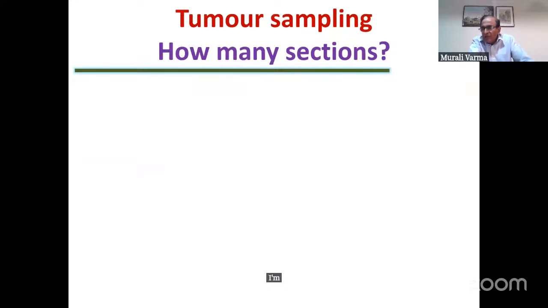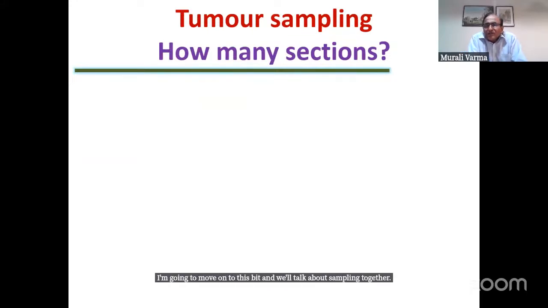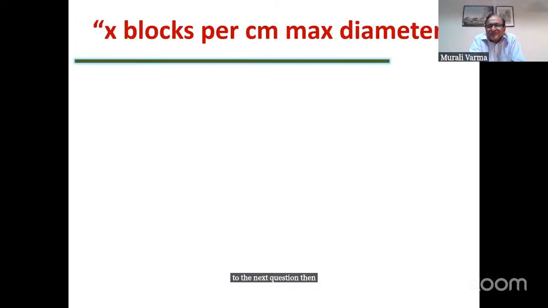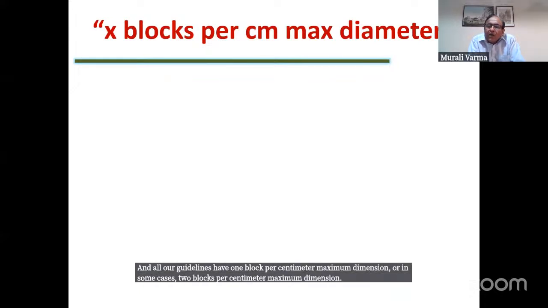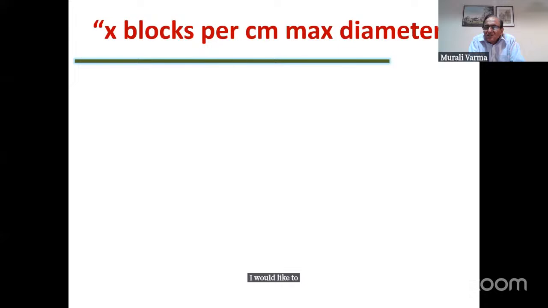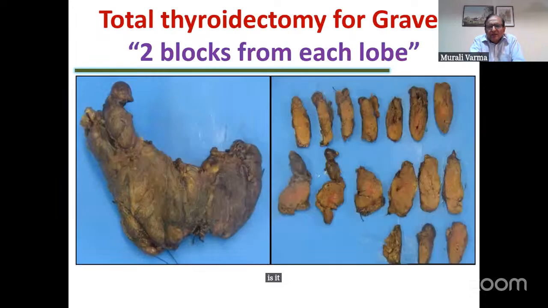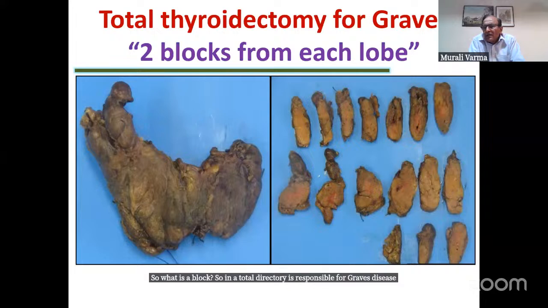I'm going to move on to this bit and we'll talk about sampling together. So the next question then is, how many sections should we take? And all our guidelines have 1 block per centimeter maximum dimension, or in some cases, 2 blocks per centimeter maximum dimension. I would like to seriously question this. Is this rational? Is it entirely ambiguous? So what is a block? In a total thyroidectomy specimen for Graves' disease, the Royal College guidelines here would say 2 blocks from each lobe. The Royal College of Australian pathologists would say 3 blocks from each lobe.